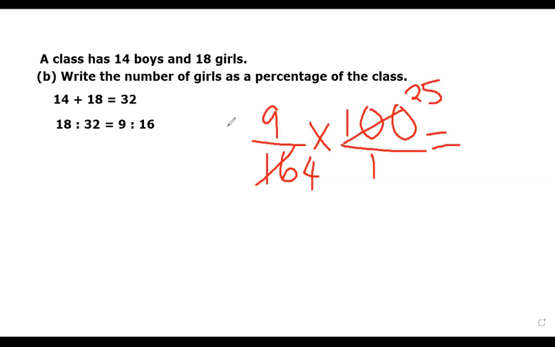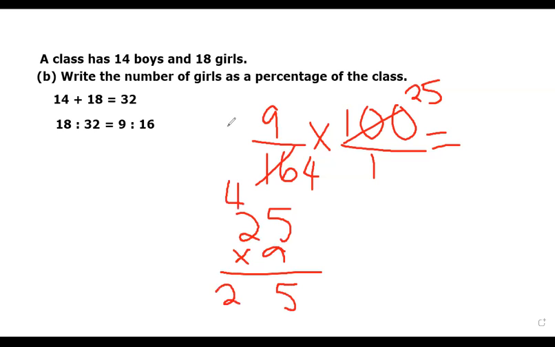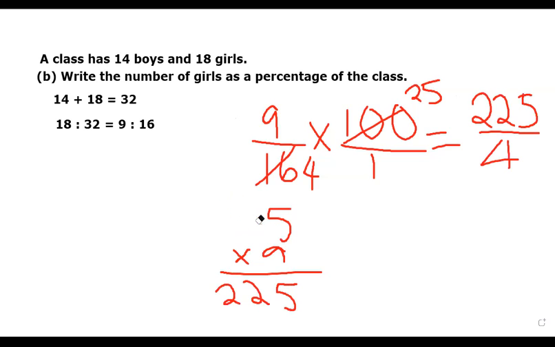Then I do the multiplication of 25 times 9. 5 9s are 45. 2 9s are 18. I'm left with 225 divided by 4. Not quite done yet. So now I am going to do my long division to solve this. You see, we don't need a calculator. We've got brain power. Now we can do this. We can figure this out.